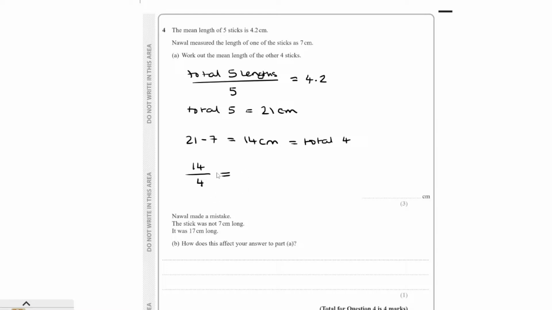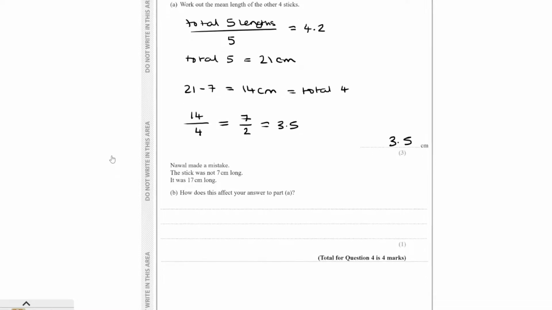If you were to simplify this fraction, you'd get 7 over 2, wouldn't you? And then half of 7 is 3.5. So however you want to work it out, that's fine. So 3.5 would be the mean of 4 of them. Okay, so what I mean by reversing the mean is I've undone this equation. Instead of dividing, I've then multiplied to unpick it. So that's part A.